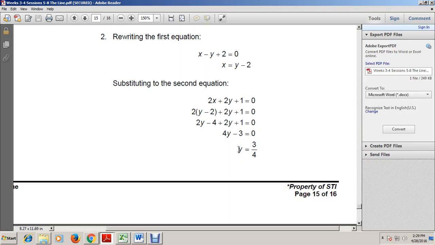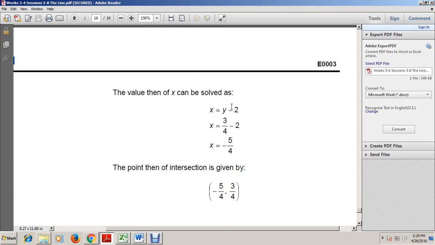Now, once we are done with solving for y, we can go back to our representation in the first equation and substitute the value 3 over 4 in the position for y. Of course, what is left here is 3 over 4 minus 2. So doing that, 3 over 4 minus 2 becomes negative 5 over 4.